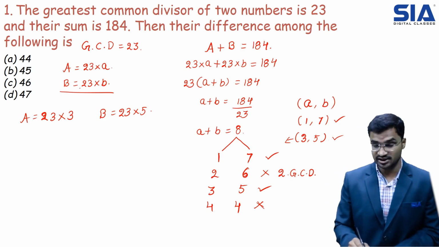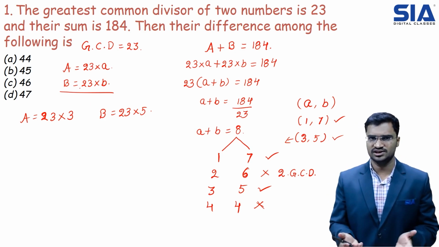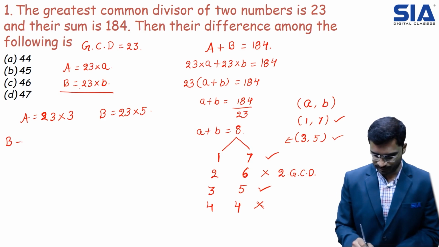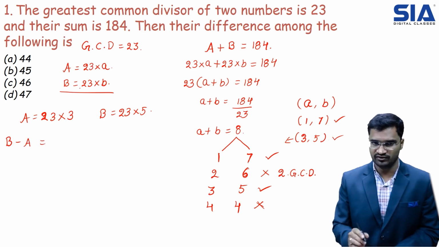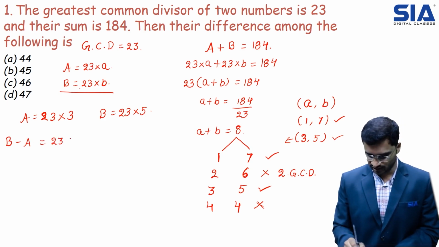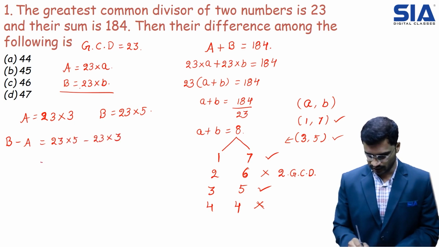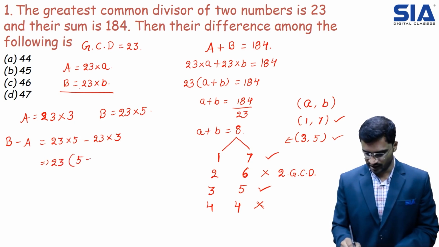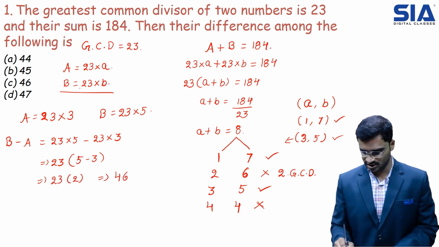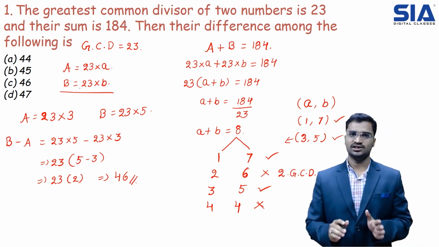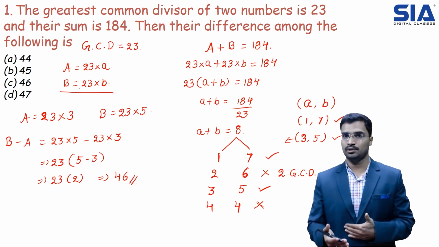So the difference is A minus B or B minus A. Both of these are the difference. Let us subtract B from A or A from B. So 23 into 5 minus 23 into 3. Let us take the common 23 outside, then 5 minus 3. So 23 into 5 minus 3, which is 2. 23 2s are 46. Now the answer is 46. The difference between these two numbers is 46.